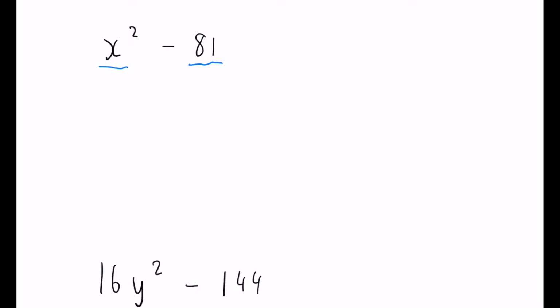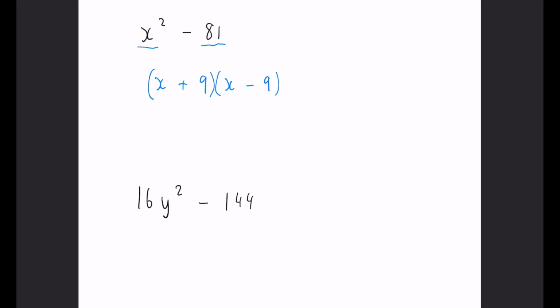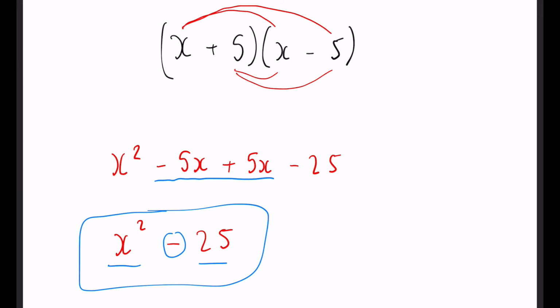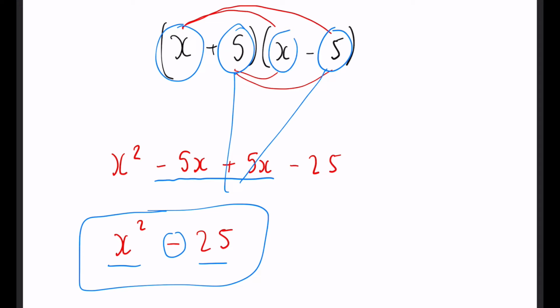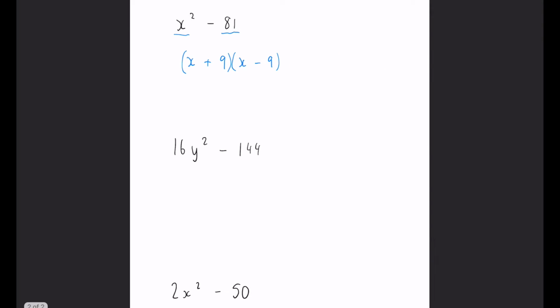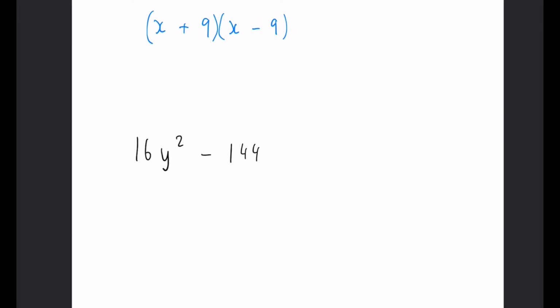So we know that an x has to go in here and a 9, because 9 times 9 makes the 81. However, notice there are no x terms, and the reason for that is because we've got one positive and one negative, just like that. So if we skim back to our last question, you can see that the 5 is the square root of the 25 here, and the x is kind of like the square root of the x squared value. So that's how they came about. And that is the first question complete.